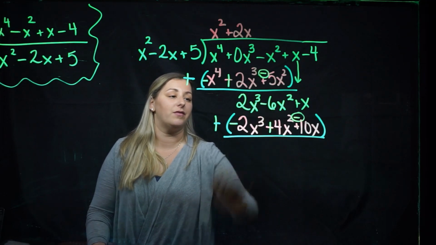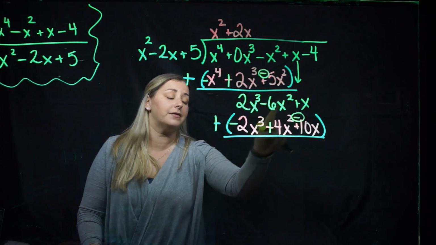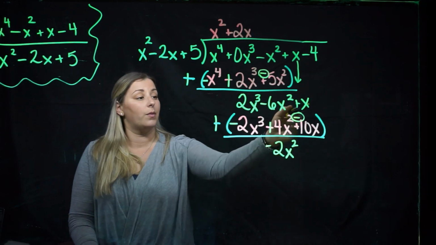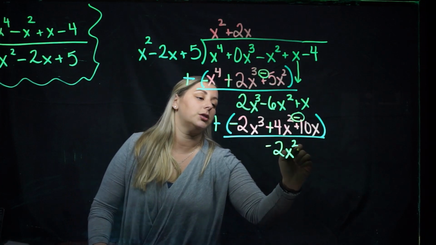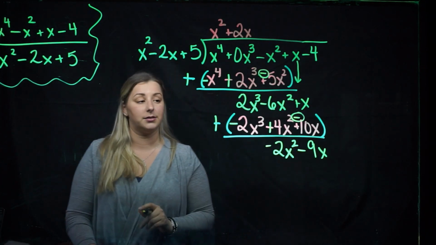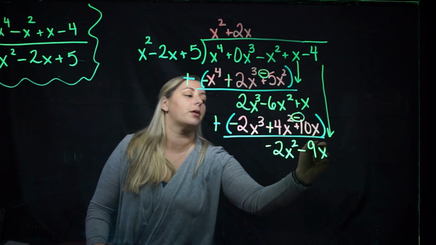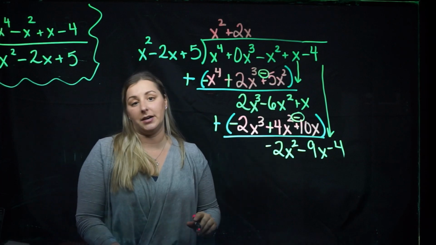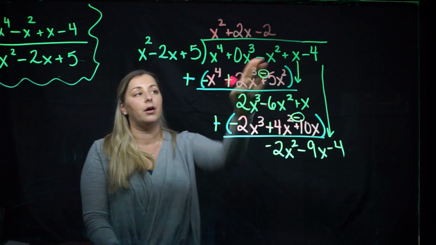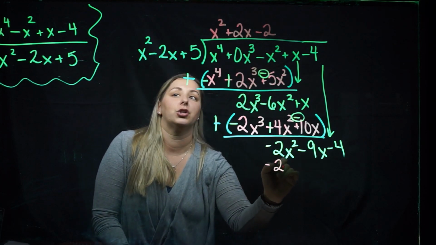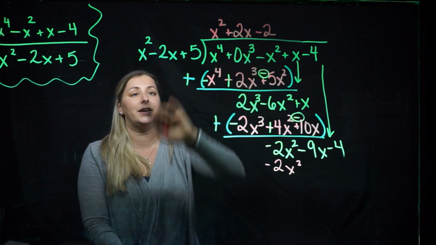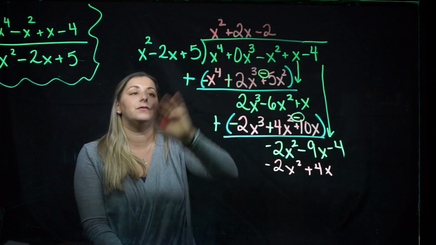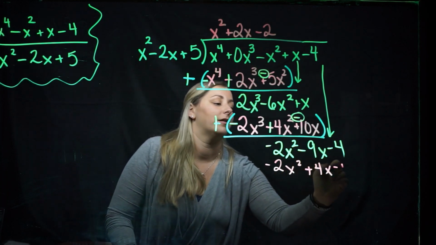We know that this goes away. We've got negative 6x squared plus 4x squared, which is negative 2x squared. We have x minus 10x, which is negative 9x. And then bringing down your very last term there, which is that negative 4, and then start over. X squared times what is negative 2x squared, and that's just negative 2. And then back multiply. Negative 2 times x squared is negative 2x squared. Negative 2 times negative 2x is a positive 4x. And then negative 2 times 5 is negative 10.